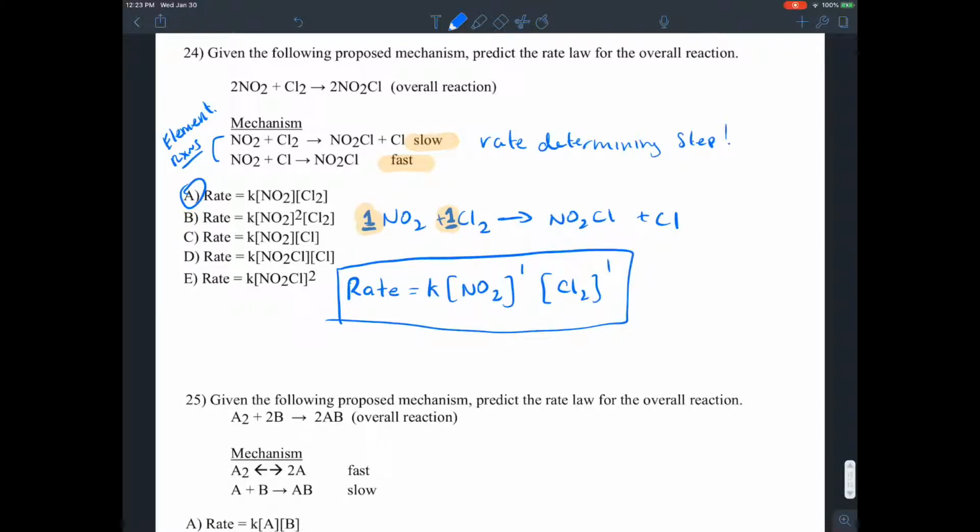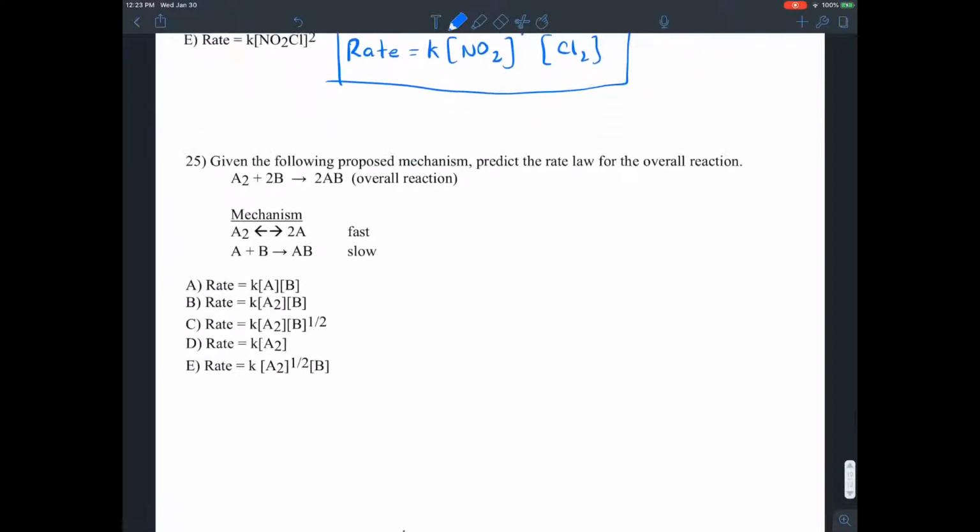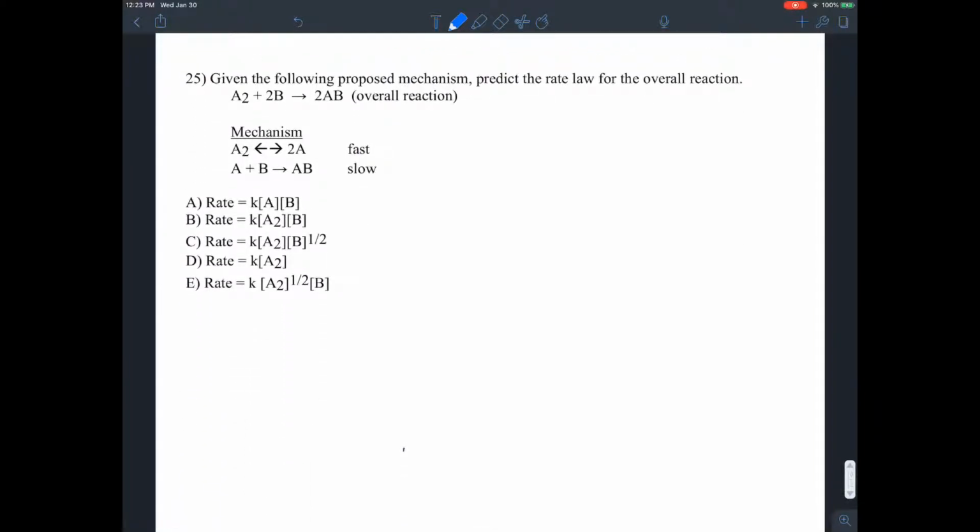Let's move on to something that's a little more difficult. Now, let's figure this out. So in 25, we're given another reaction. And we're given the fact that the slow step, which I said we should be looking for, is in the second step.